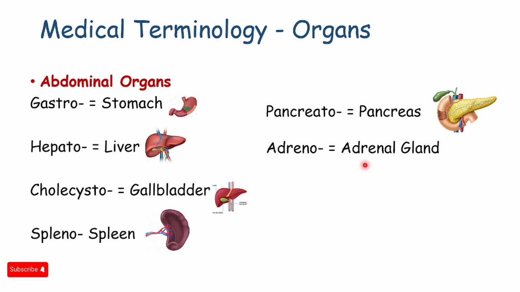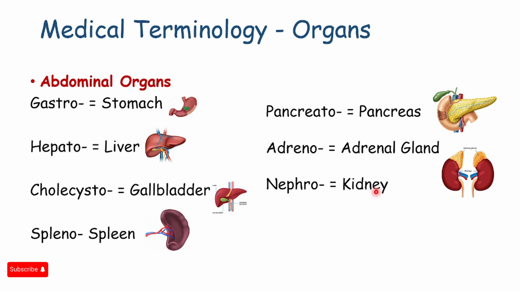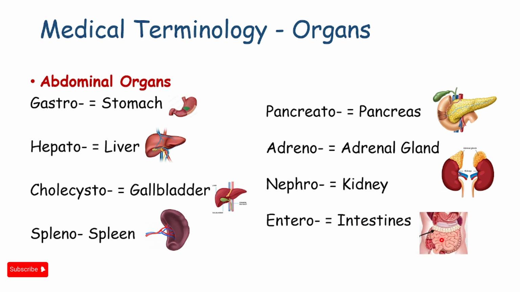And adreno related to the adrenal gland. So these are pair of adrenal glands situated in upper pole of kidney that secretes adrenal hormone like adrenocorticotropic hormone. And nephro related to the kidney. So this is kidney like nephrology. Study about kidney is called nephrology. Renal also related to the kidney like renal stone. Entero means intestine. So this is the intestine, small intestine, and this one is large intestine.